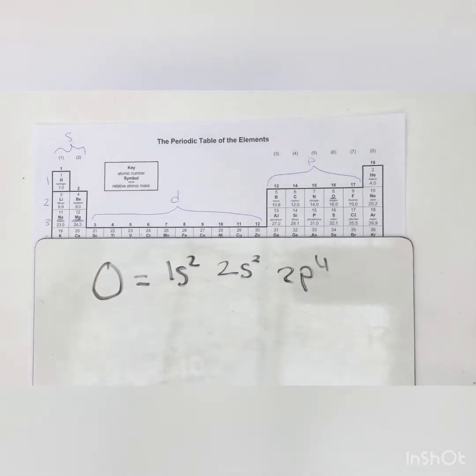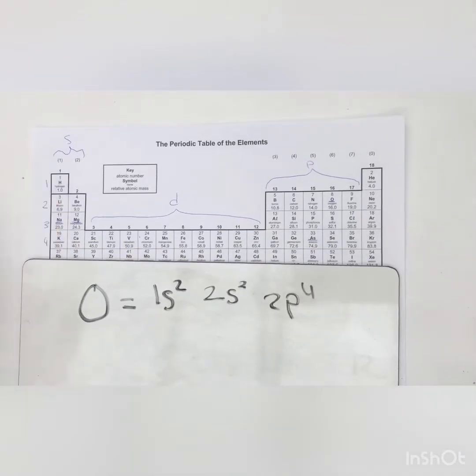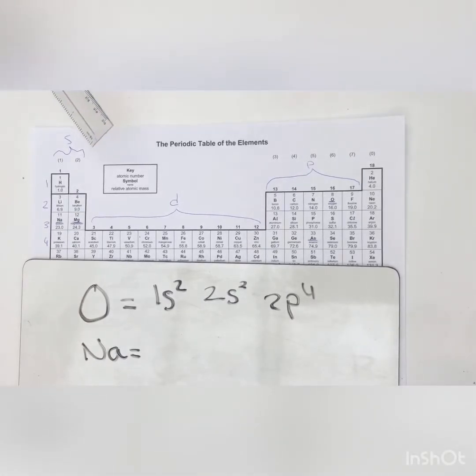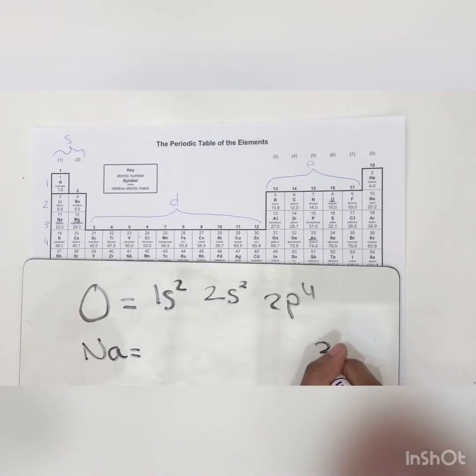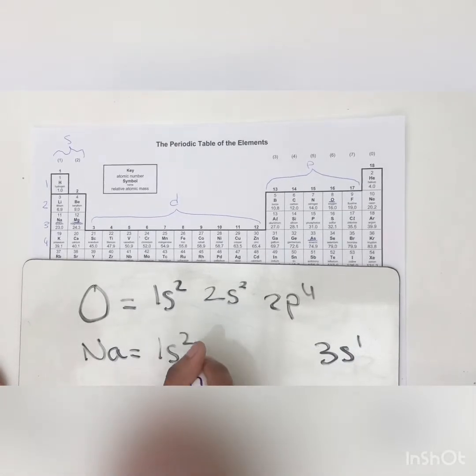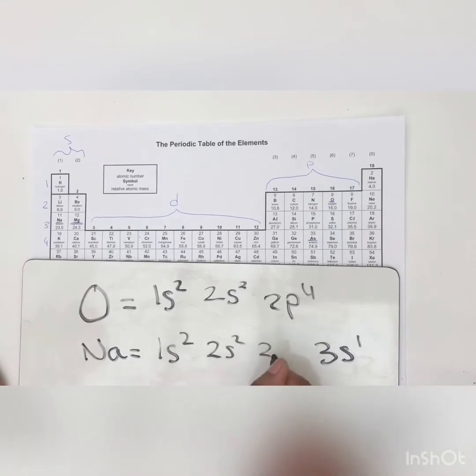Another example is sodium. From the periodic table, we can tell that it ends in the S subshell, and it also falls on the third row and the first column, meaning its ending will be 3s1. The other 10 electrons will fill up the other subshells. Remember, S can hold up to 2 electrons and P shells can hold up to 6. So the final electronic configuration of sodium will then be 1s2, 2s2, 2p6, ending with 3s1.